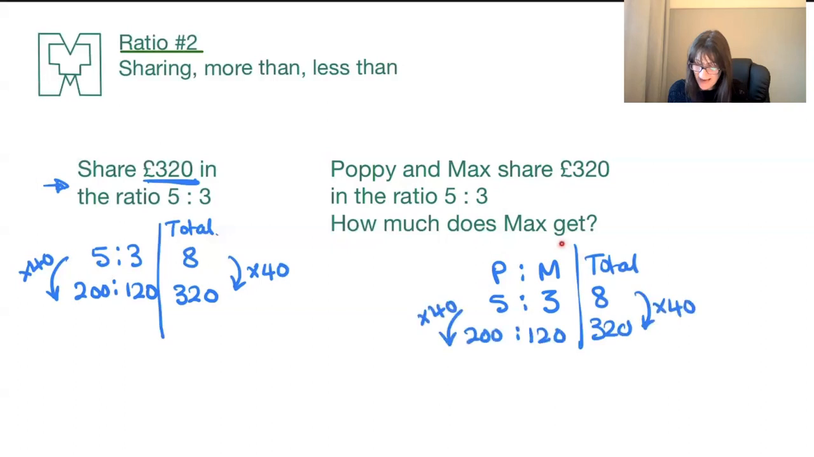How much does Max get? So I'm going to Max's column. He gets 120. So 120 would go on the dotted line as my final answer.